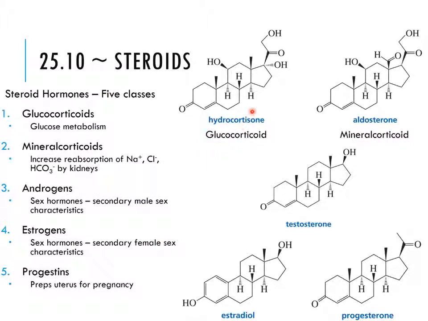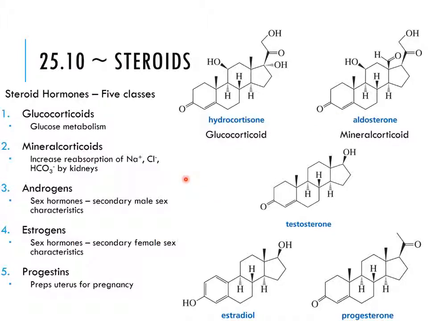So here is our basic structure of an example. Again, we have that 4-ring system here. And then one way to tell the difference between these 5 is really in comparison. So we'll go through all 5 and then kind of look at some of the differences. Mineralocorticoids are going to help reabsorb minerals, so sodium and chlorides, by our kidneys. So the name there, the mineral, it literally is describing what its job is going to be. So here's our example over here.